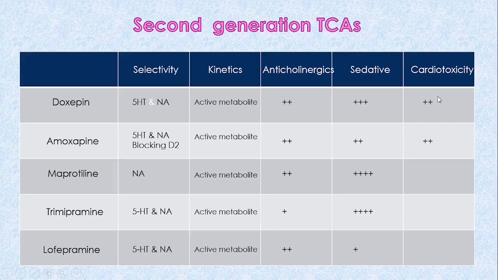Cardiac toxicity: they are less toxic than the first generation tricyclic antidepressants, except for trimipramine. These are the second generation. Second generation, as I have said, are mostly non-selective. All of them are metabolized to active metabolites. They are moderate in their anticholinergic side effects. They have a strong sedative action, and they have less cardiac toxicity than the first generation tricyclic antidepressants.